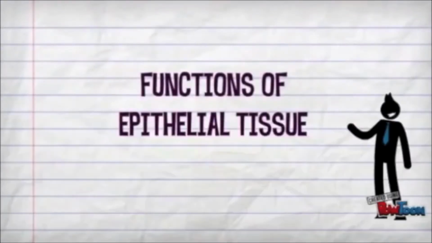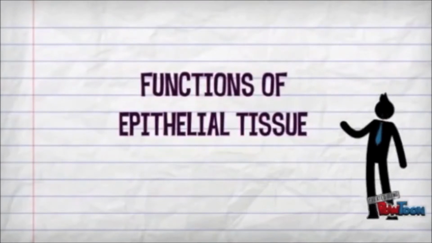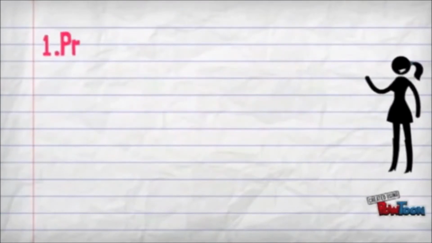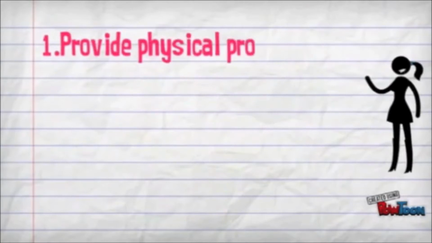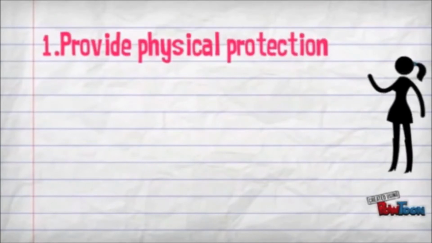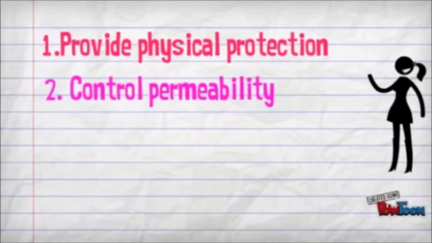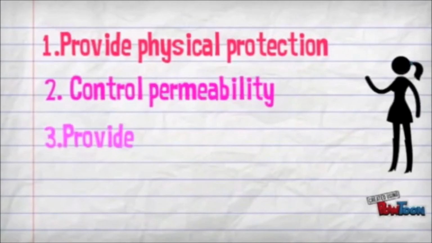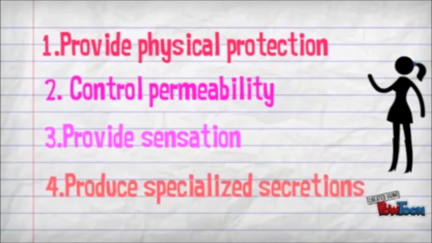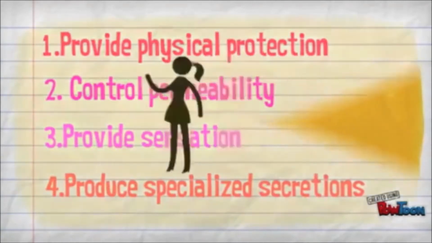Functions of epithelial tissue. First is to provide physical protection. Second function is to control permeability. Third is to provide sensation. And the last one is to produce specialized secretions.